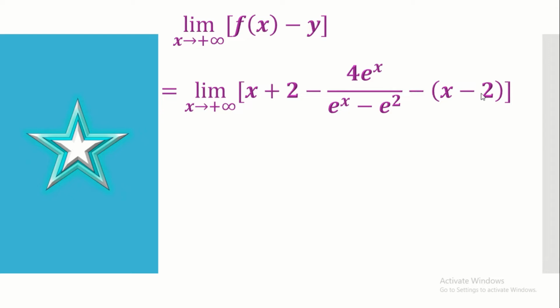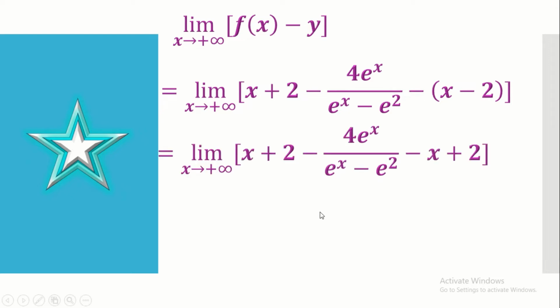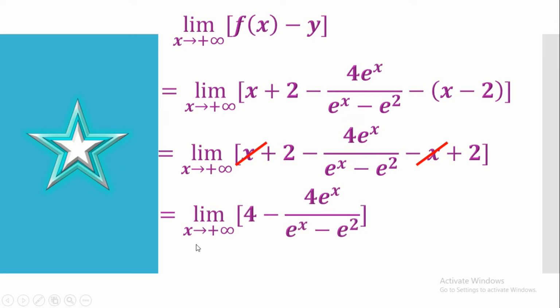Here we multiply by minus, it gives us minus x plus 2. Before calculating the limit, note that we can simplify x minus x. Also here, 2 plus 2 is 4. So it's equal to the limit as x tends to plus infinity of 4 minus 4 exponential x over exponential x minus e squared. We have just calculated the limit as x tends to plus infinity of 4 exponential x over exponential x minus e squared. It gave us 4. So it's equal to 4 minus 4, equal to 0.